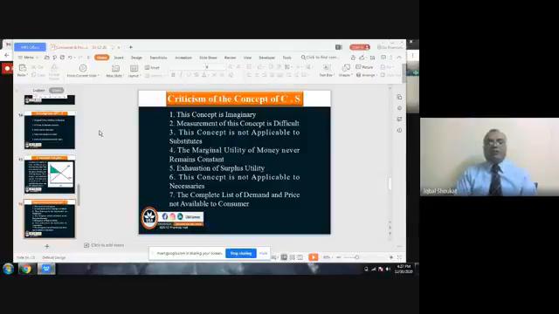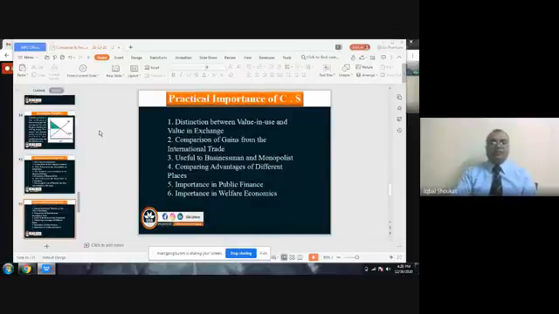Then, a complete list of demand and price is not available to the consumer. As I told in the previous assumptions, a complete list of demand and supply and their prices is not available to the consumer. They can't judge where they can get the benefit or where they can't. It's difficult for them to observe and analyze the concept.